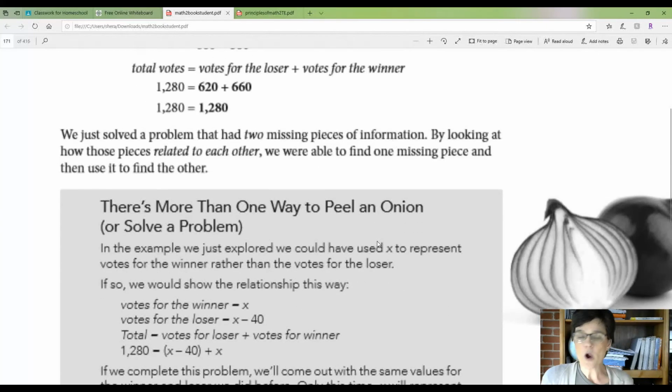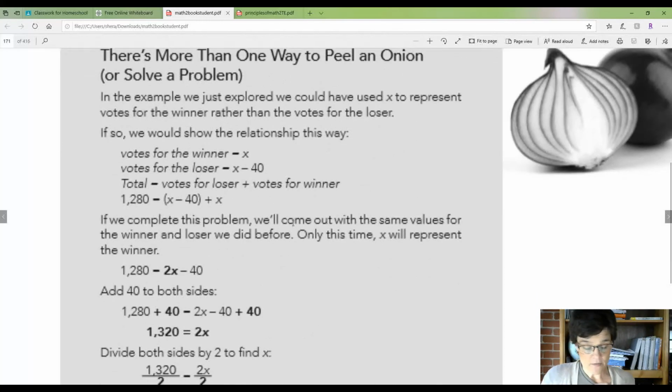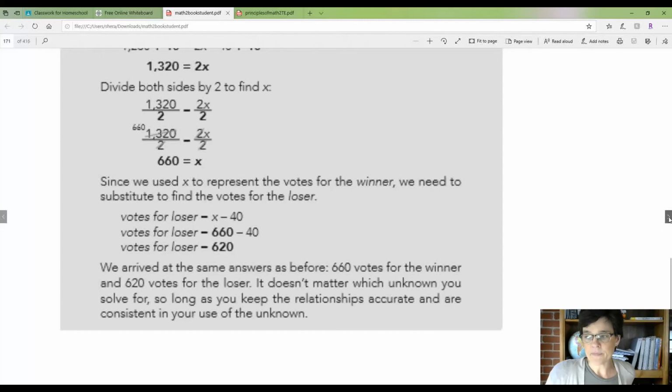You just solved that problem that had two missing pieces of information. Just by looking at how those pieces related to each other, you were able to find one missing piece and then use it. Now this little gray box on this page tells you that there's another way you could have done that. You could have used X for the winner and X minus 40 for the loser if you wanted to. And you would work it the same way. You're just working with a subtraction problem. It's easier to me the way that they did it, but you would arrive at the same answer.